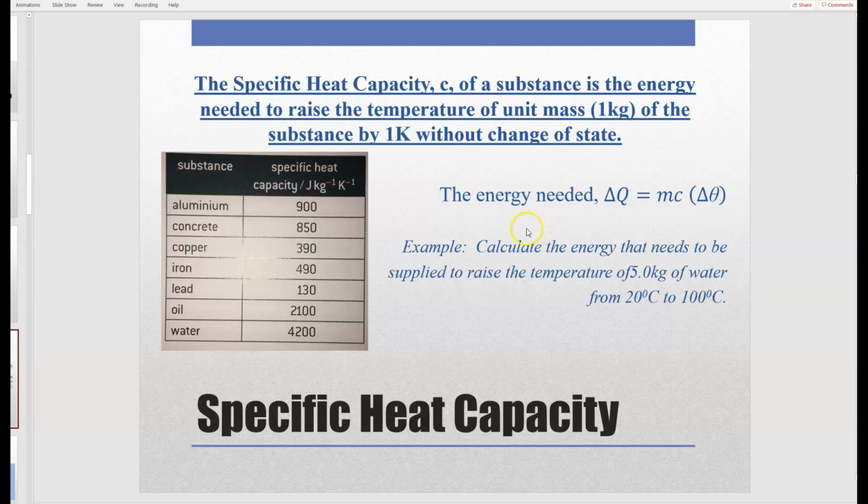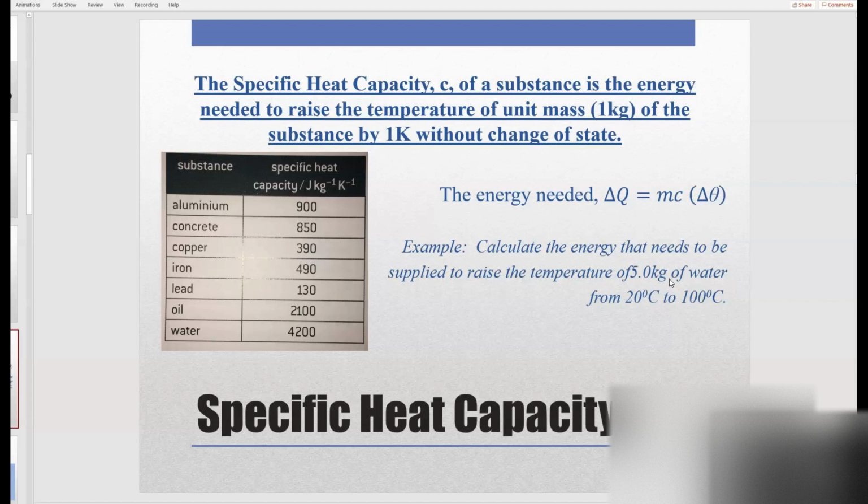So you could do a quick calculation here of the energy that's needed to be supplied to raise the temperature of 5 kilograms of water from 20 degrees Celsius to 100 degrees Celsius. If you pause me, then you can have a go at it, and I will quickly do it too, because I don't think I've put the answer on, and then I'll tell you the answer.